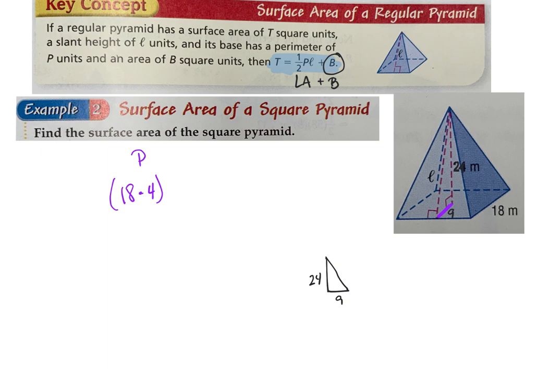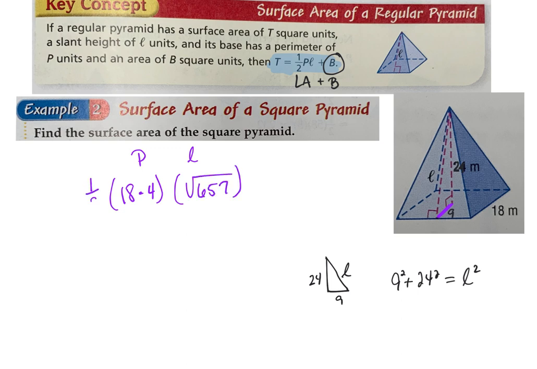How do I find the slant height, which is what I really need for this? 9 squared, yep, plus 24 squared equals my slant height squared. So what is that? 25. So you can put it all into your calculator at one time. The slant height is going to be the square root of 657.